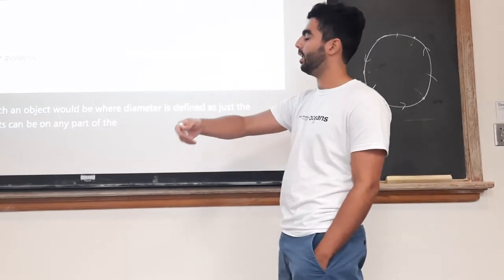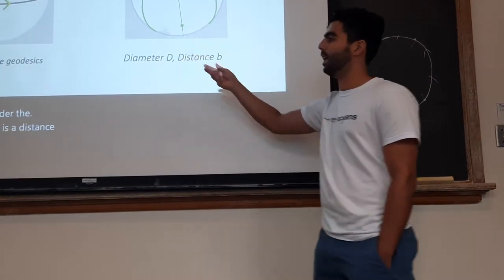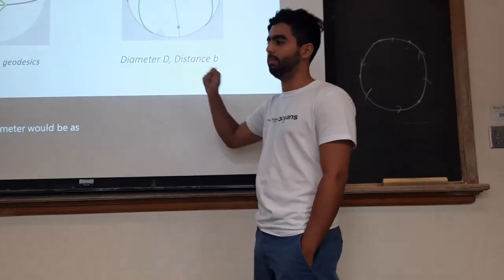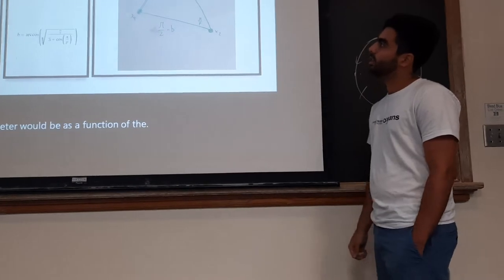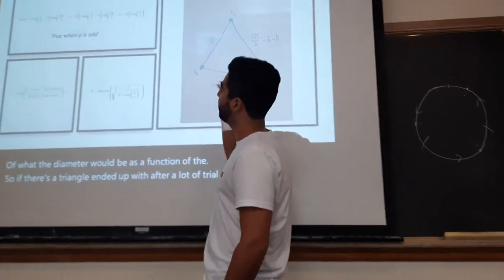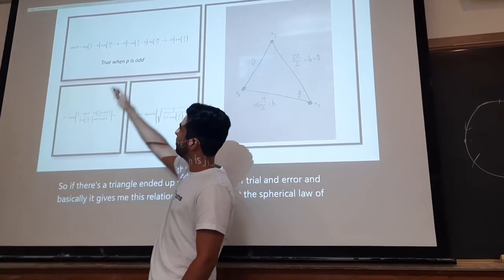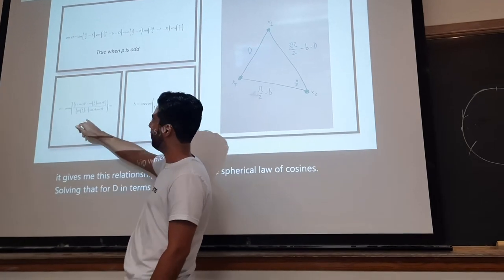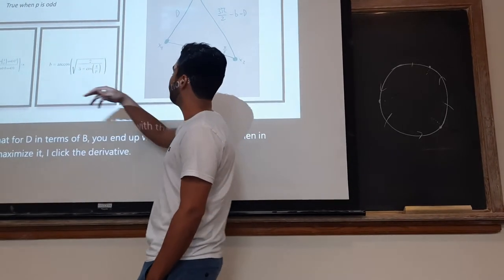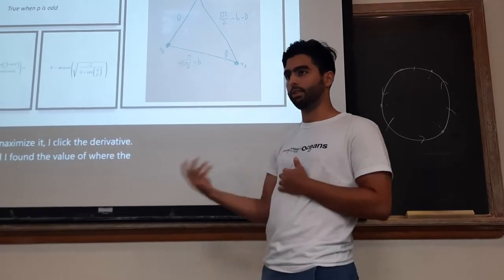In order to do that, I considered a point here, which is a distance b away from the boundary, and I tried to find a function of what the diameter would be as a function of b. So this is a triangle I ended up with after a lot of trial and error. And basically, it gives me this relationship, which is just the spherical law of cosines. Solving that for d in terms of b, you end up with this equation, and then in order to maximize it, I took the derivative, and I found the value of where the two points would be furthest away.